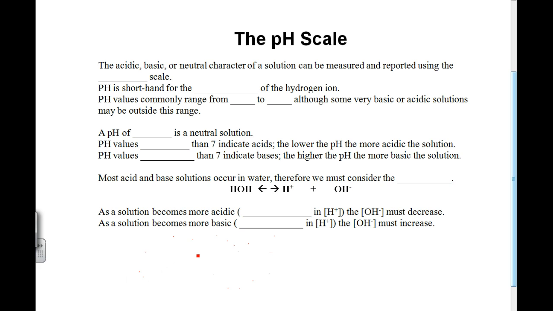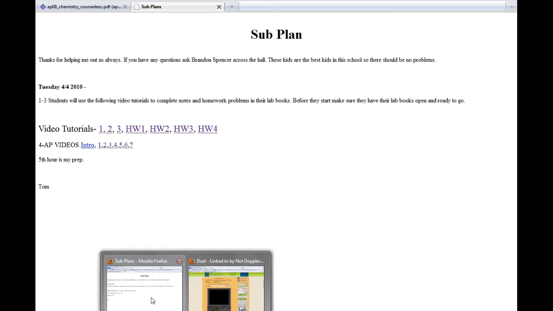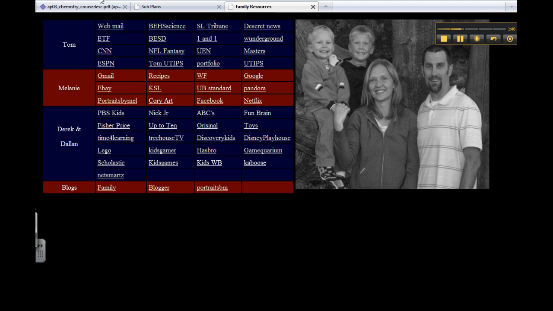I'm not sure, I think this is probably on page 7 or 8. The pH scale. I'm actually shooting a video or making a web page of me, and then I'm going to walk through my web page. So let's just go ahead and I'm just going to go there now. Strangely enough, you're actually looking at my subplan right there, even though it's not right.